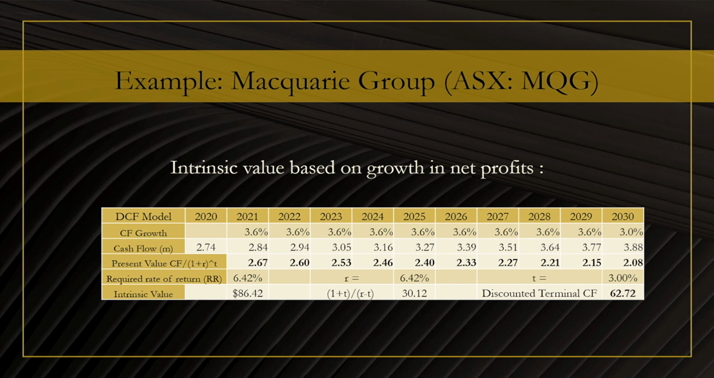Using the same required rate of return as before, we get a final estimate of $86.42 per share. Comparing that to the actual value of the share right now, which is over 150, we do see that even if we really try, it is rather hard to use the discounted cash flow model to evaluate financial companies. And typically, the residual income valuation model is used to estimate the value of financial companies.